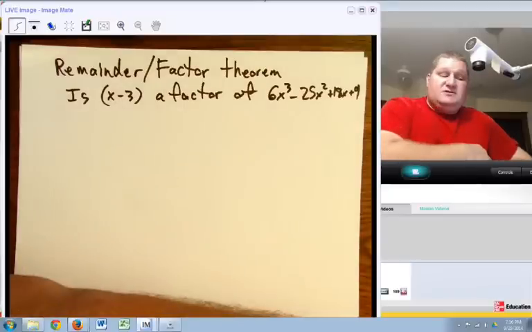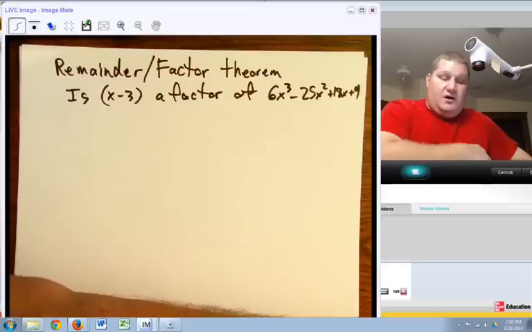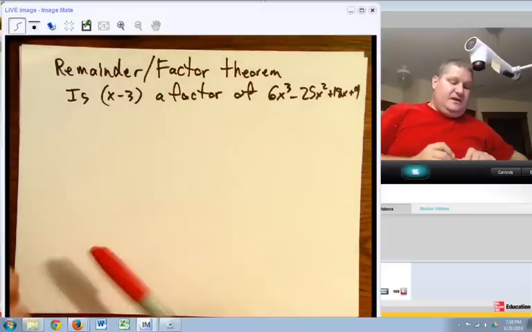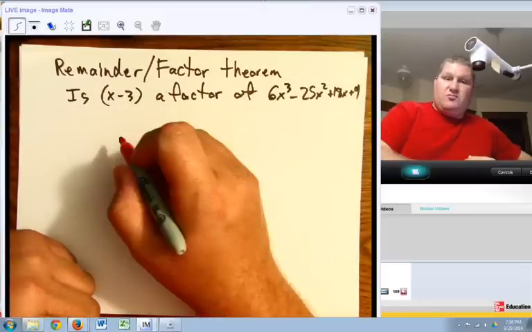Okay, ladies and gentlemen, my question now to you becomes, if I want to find a factor, or whether a factor is actually a factor of a larger polynomial, how do we do that? Well, the first and easiest way to do it is to use the remainder theorem.